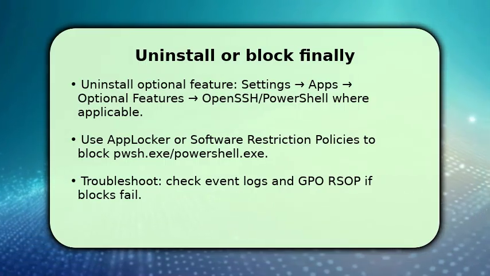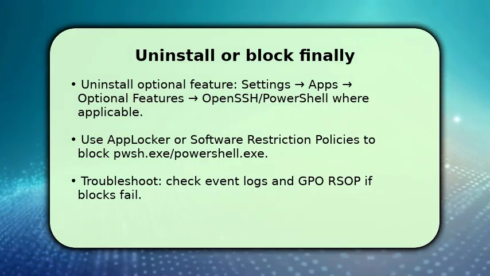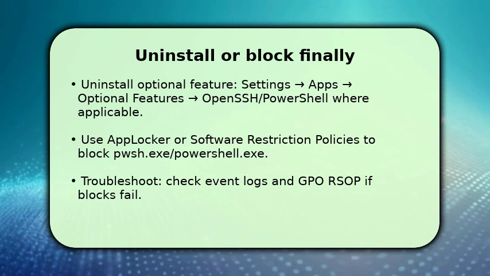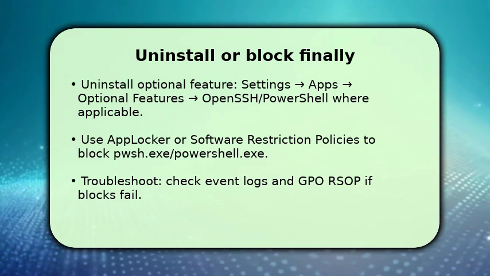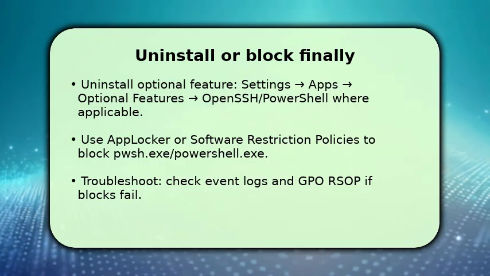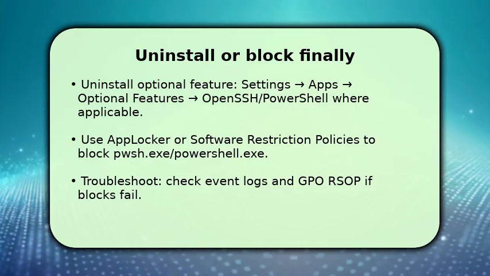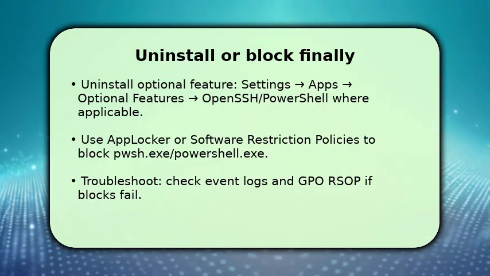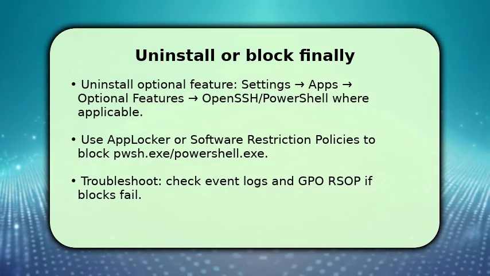After applying changes, reboot or run gpupdate /force so policies take effect. If something goes wrong, check Event Viewer and run rsop.msc to verify policy application. That single troubleshooting step typically reveals misconfigured scopes or priority issues.